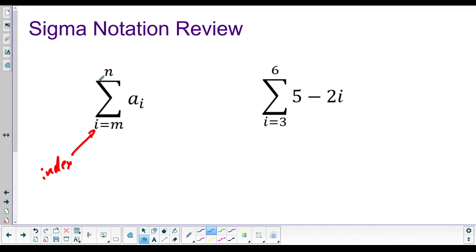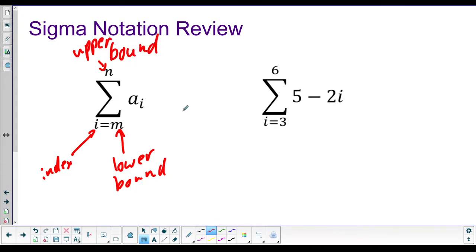This is saying we're going to add up all of the terms as I goes from m to n. So m is your lower bound, and you can probably guess n is your upper bound. And these two numbers are just telling you where to start and where to stop. You can see it right here. When we say a sub i, we mean elements of the arithmetic sequence or terms in the list, and we mean the terms that start at m and end at n. So let's go look at this concrete example.